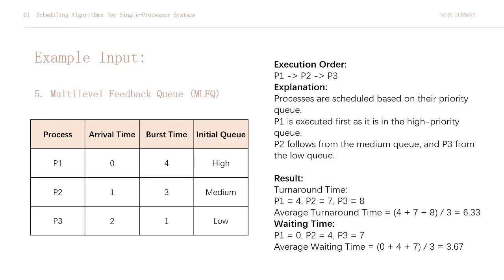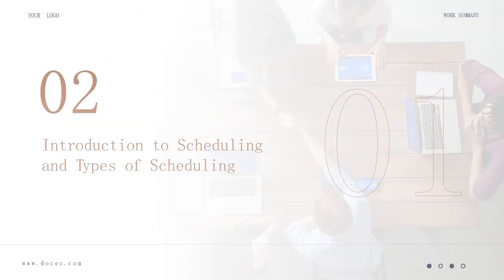And then it's MLFQ. It divides processes into multiple priority levels. For example, P1 starts in a high priority queue, P2 in the medium, and P3 in low. P1 is executed first, followed by P2, and finally P3. This approach balances priority and fairness, but can be complex to implement.